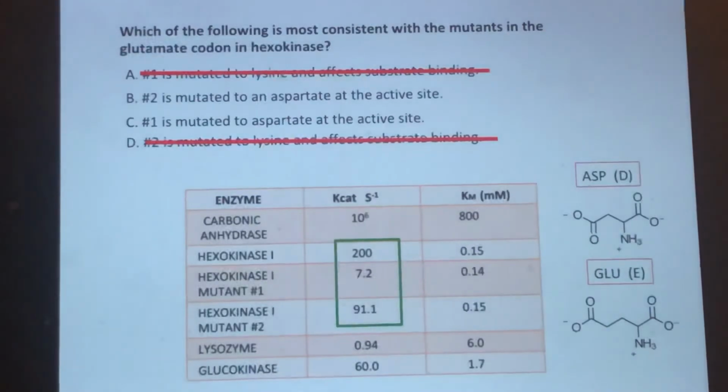So the most parsimonious answer is to think that number 2 is mutated to an aspartate at the active site because it still contains a significant amount of enzymatic activity.